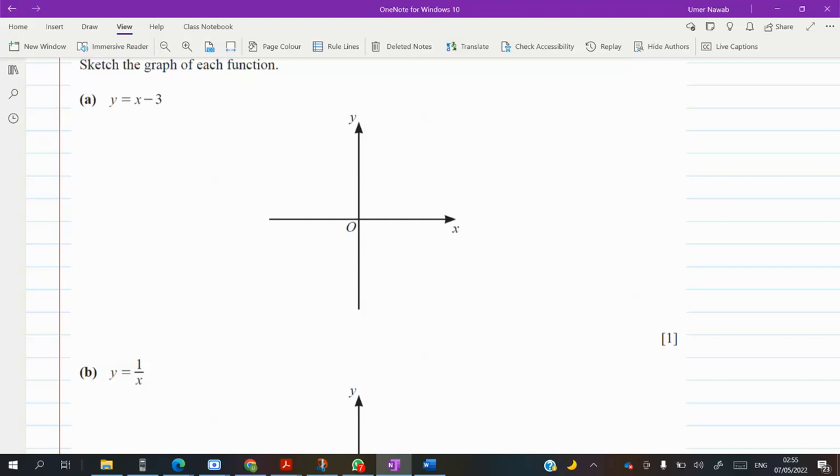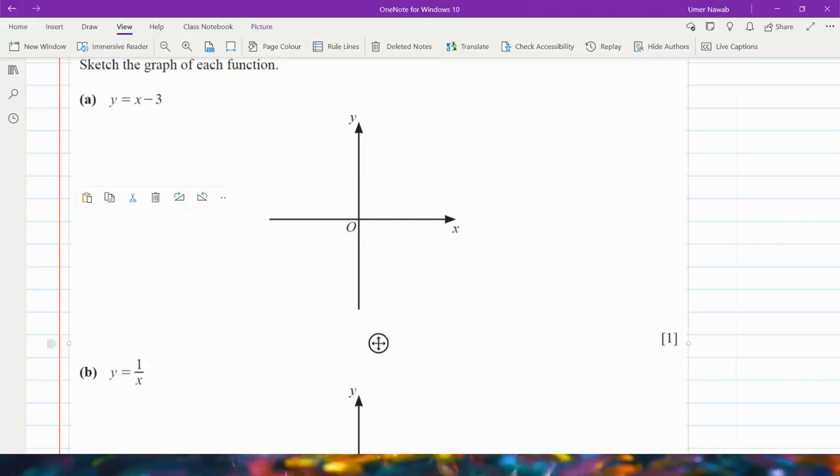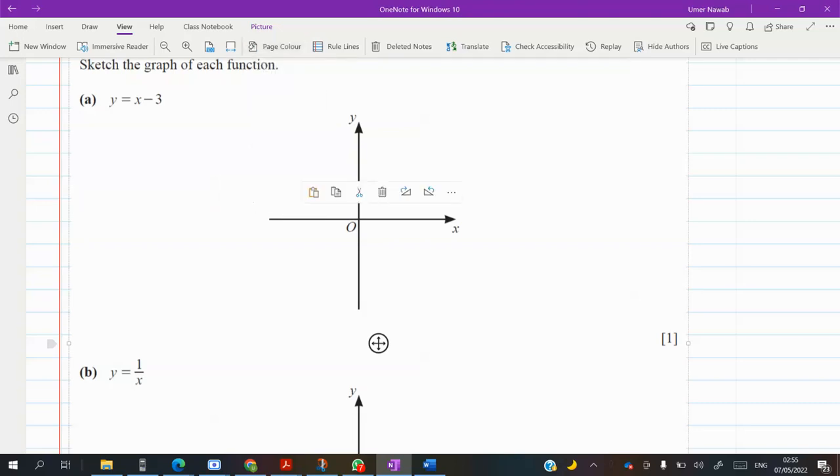All sketches came from 2020 onwards in paper 2 and paper 4. So let me draw the sketches. Sketches doesn't mean that you have to draw, you have to plot the points. Just need to see the features in that equation.